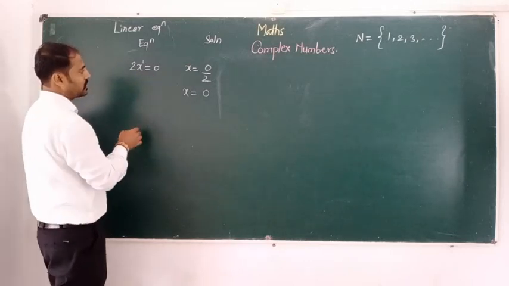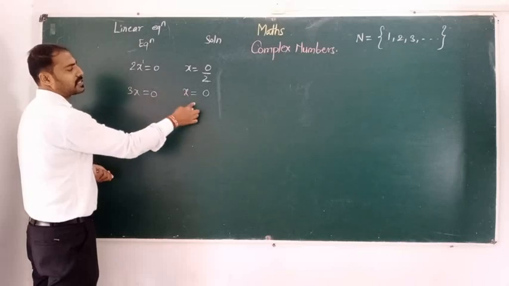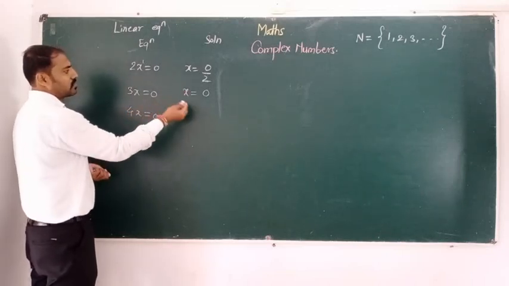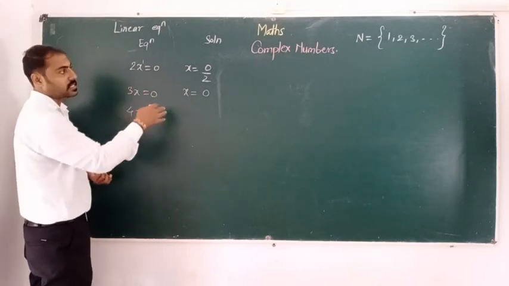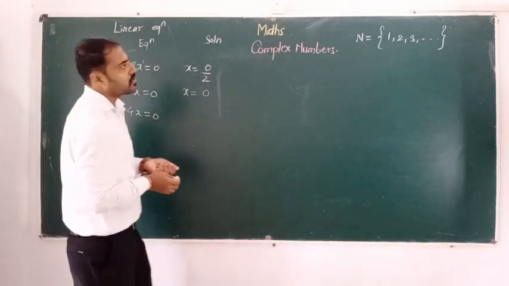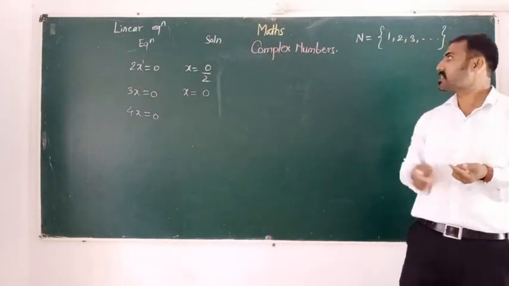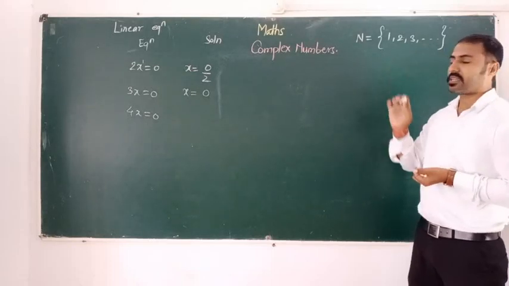Solution of this equation. 3x is equal to 0, we get x is equal to 0. 4x is equal to 0, we get x is equal to 0. x is equal to 0 is the solution of these equations. But is 0 in the natural numbers? No. Natural numbers start from 1, 2, 3. So 0 is not there.